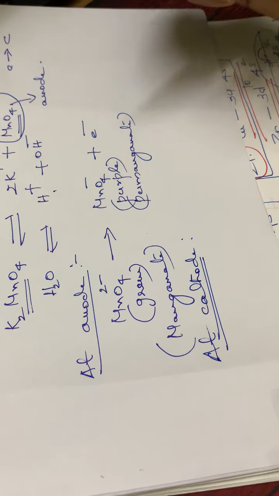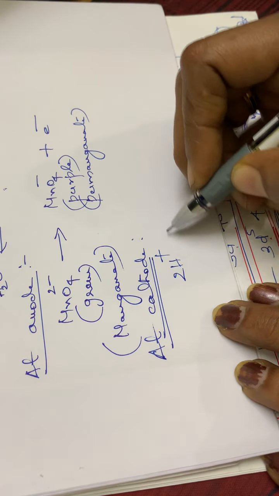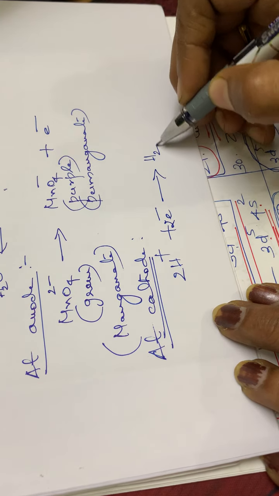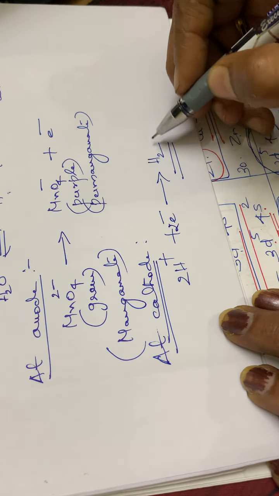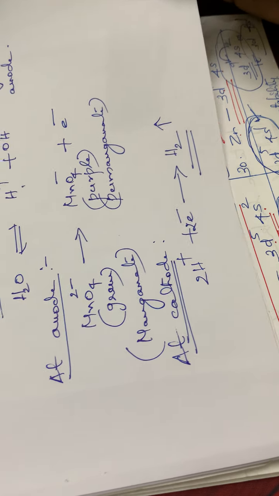So at cathode, hydrogen gas will be liberated, isn't it? That means 2H plus 2 electrons giving H2. So this is the reaction at cathode. That means at cathode, hydrogen gas will be liberated. So this is the reaction.